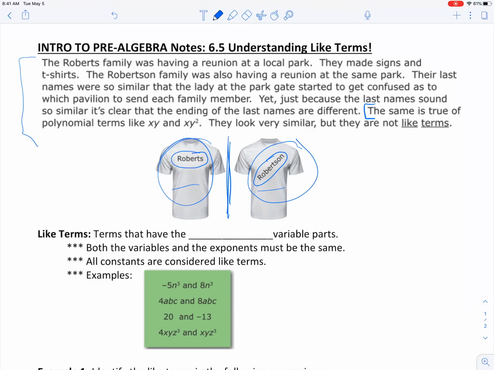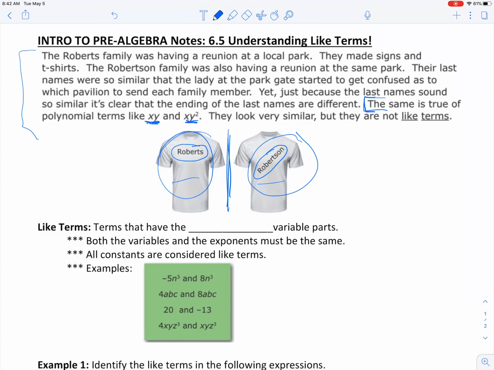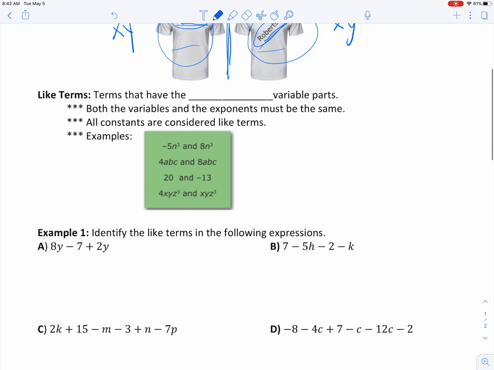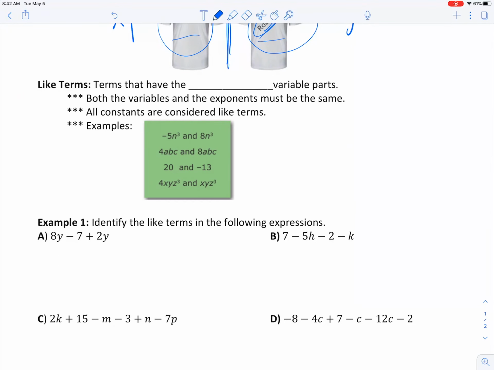Now, thinking about families, right? These two families are not the same. They're different, okay? Now, I'm going to go back up here. The last two sentences say, the same is true of polynomial terms like xy and xy squared. They look very similar, but they are not like terms. So let's say I had an xy and an xy squared. These two are different and they are not the same, so we can't combine them. Just like family members, right? Even though Roberts and Robertson look very similar, they're not the same families.